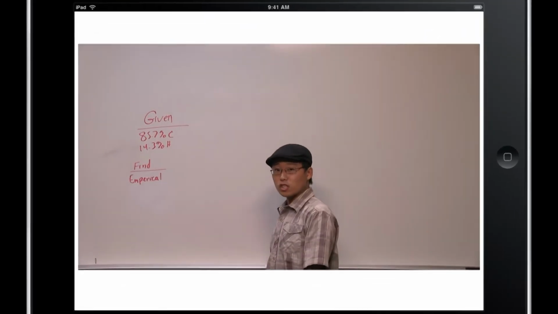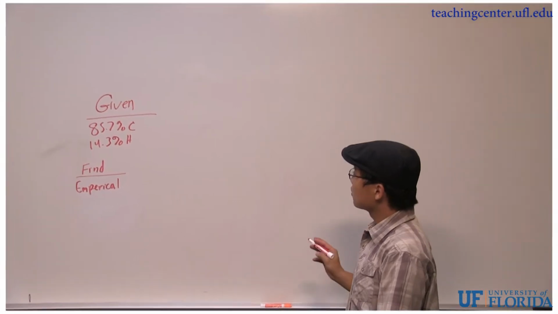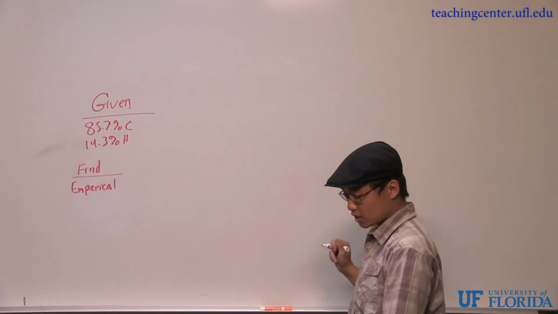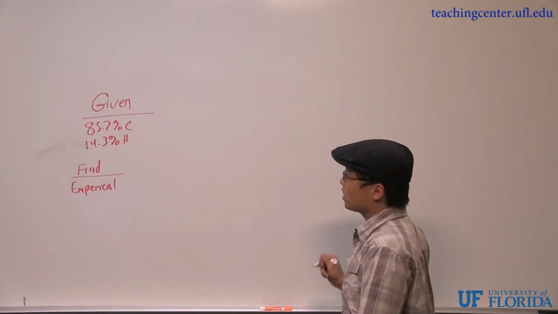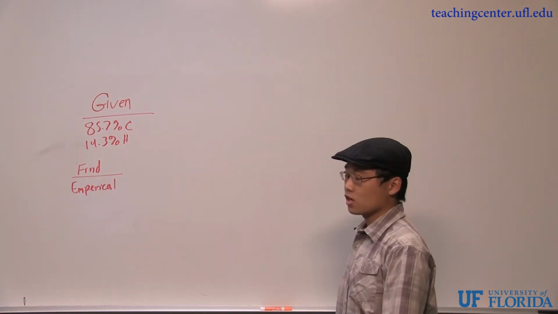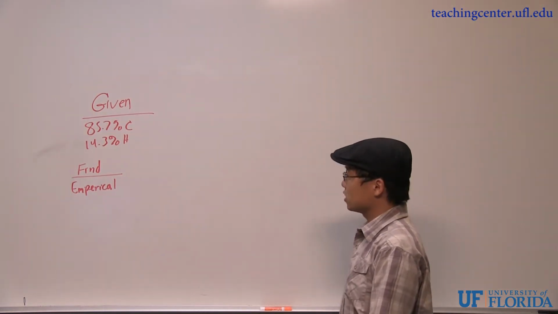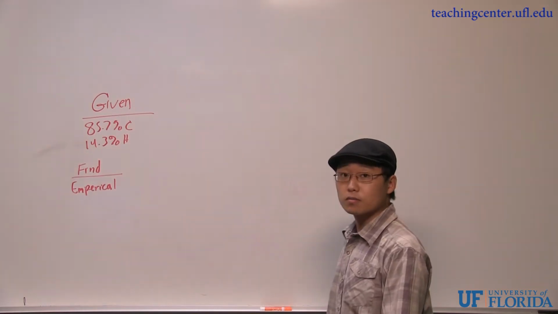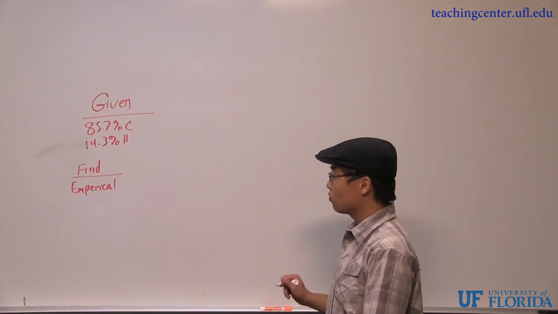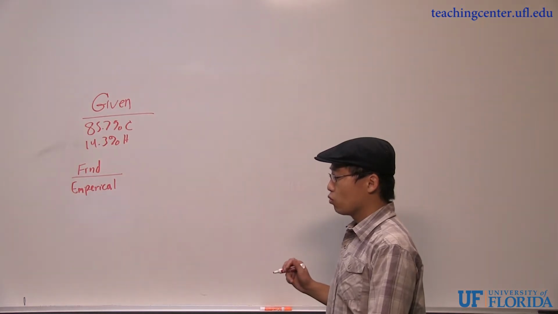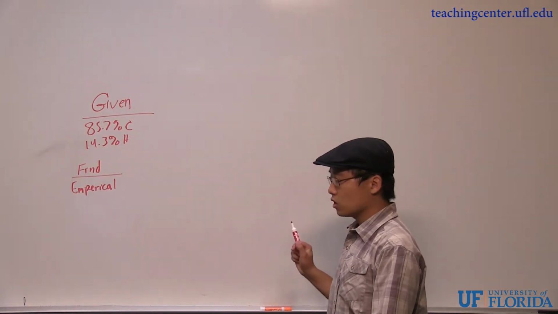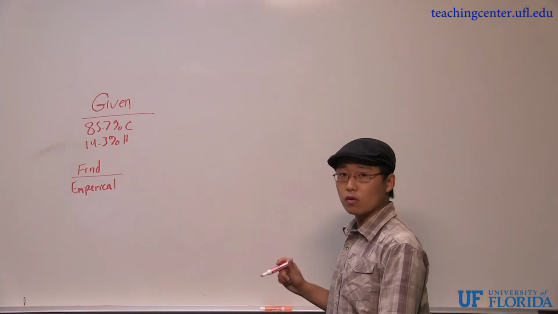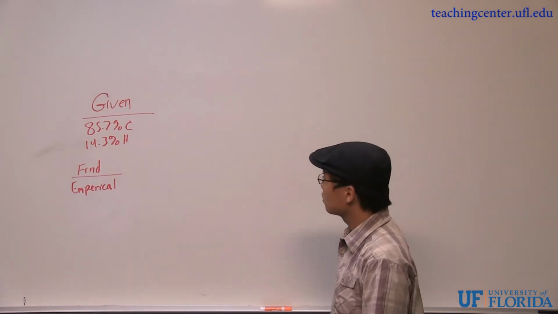Now let's do question number 15. It says that we have a compound made up of just hydrogen and carbon, and 85.7% of this compound is carbon, and 14.3% of it is hydrogen. So how are we going to find the empirical formula? Remember guys, the empirical formula is the formula where all of the subscripts are in their lowest common denominator.